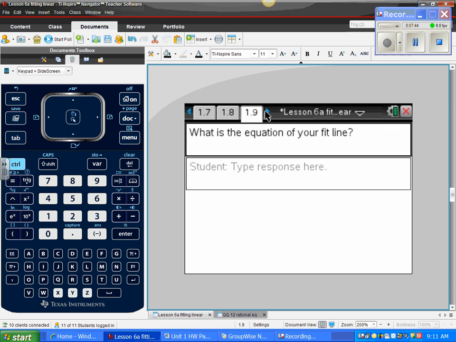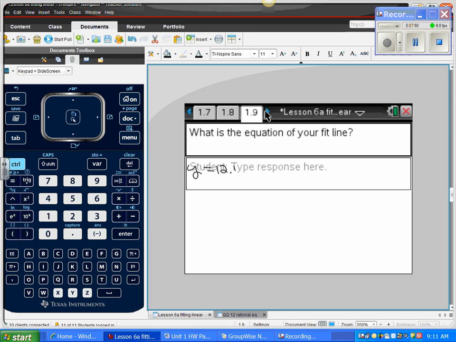Okay, so what is the equation for your line of best fit? And you're going to type it in. I put it up on the board for you so it's easier to see, so you don't have to flip-flop back and forth. Are we okay?